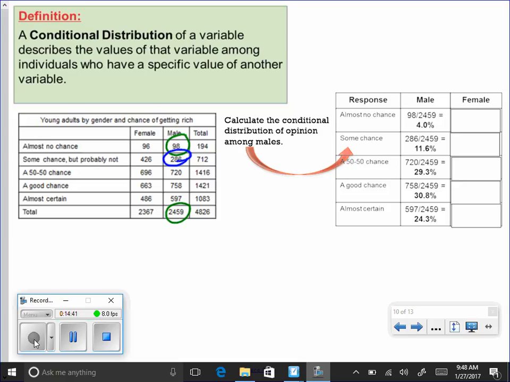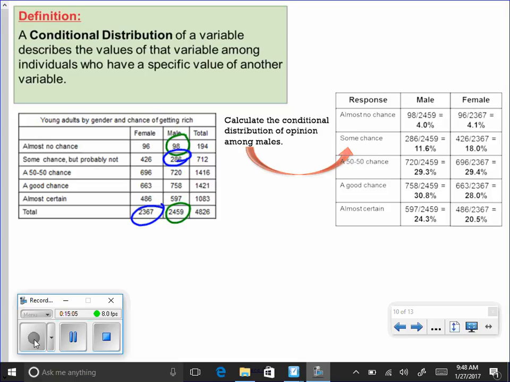Now take a minute, and I want you to try and do the conditional distribution of opinion among females. Pause the video. So for females, the total females is 2,367. So that will be the new total you should use. These are the numbers you should have gotten. So 4.1% of females answered almost no chance, 18% said some chance, and on down the line.